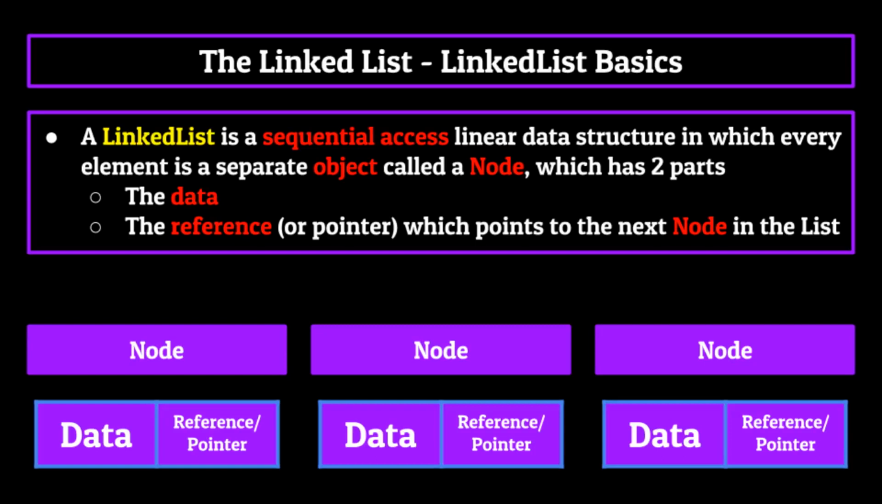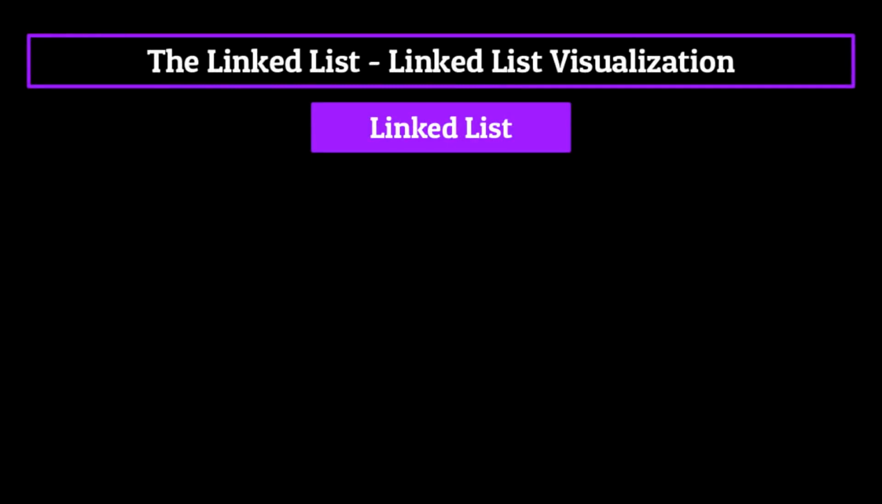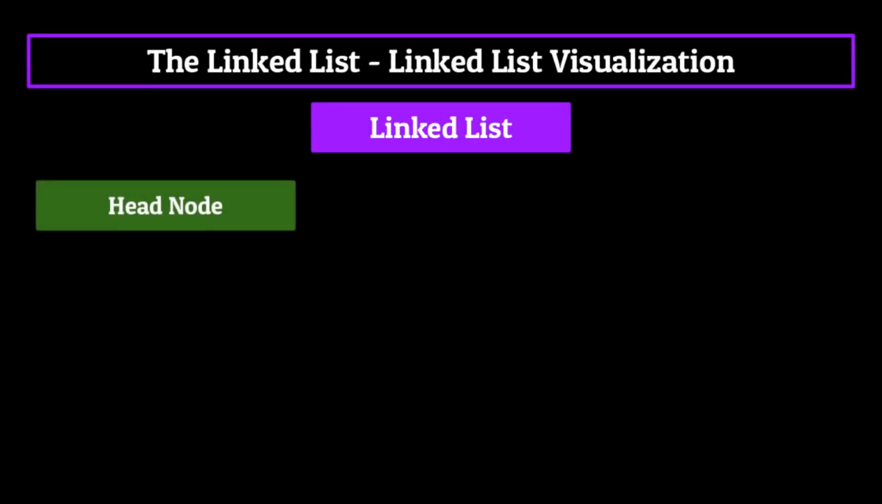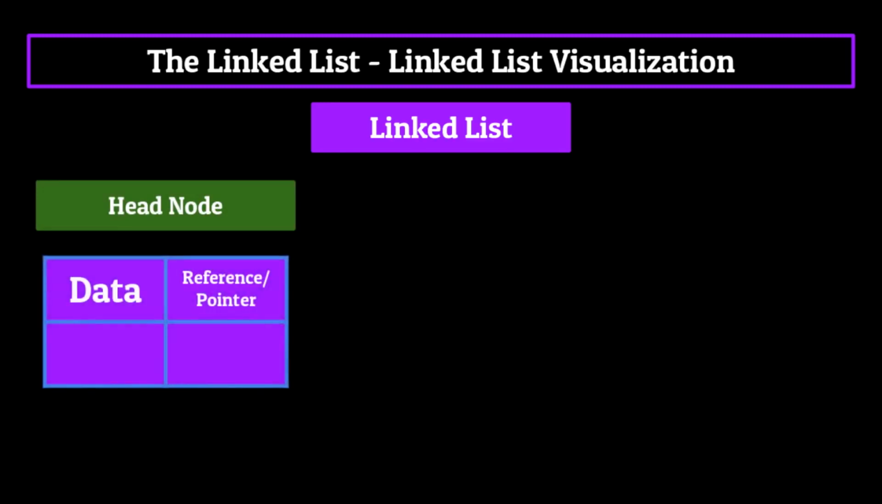The next thing I want to do in this section is just visualize how one of these linked lists is set up. That way you can actually see what I mean when I say nodes and pointers and everything else. So every linked list starts with what's known as the head node of the list. This is just an arbitrary label which represents a node containing some form of data and also a reference to the next node in the linked list.